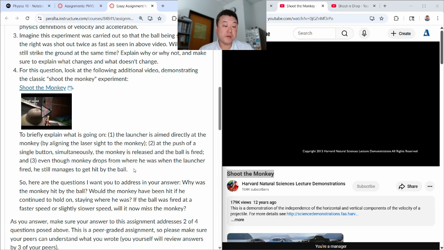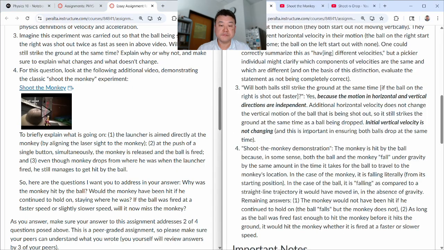Okay. So here are the questions I want you to address in your answer. Why was the monkey hit by the ball? And would the monkey have been hit if he continued to hold on, staying where he was? If the ball was fired at a faster speed or slightly slower speed, without changing the angle of the aiming, will it now miss the monkey? And this is the model answer.